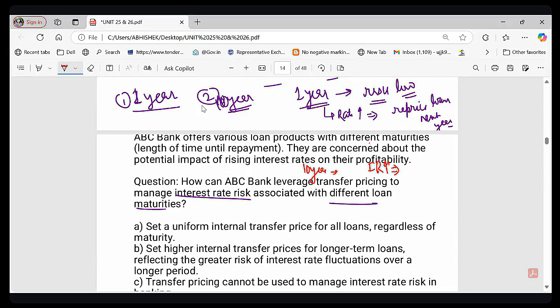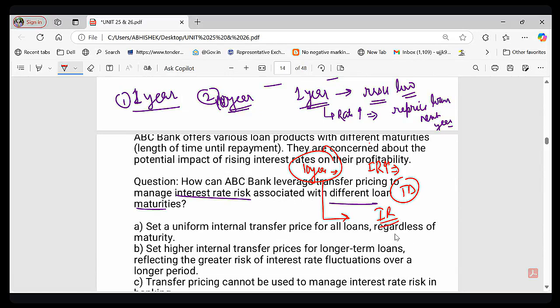So this is where transfer pricing comes in. So the bank treasury department assigning higher transfer price to the long term loan. What bank treasury department will do? Bank treasury department will assign higher transfer pricing to the long term loan. Why? Because long term loan carry more interest rate risk. आप यहाँ देख रहे हैं ना, you are observing that long term bond or sorry long term loan, they are carrying more interest rate risk.